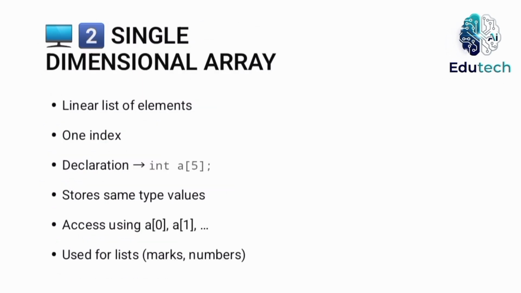Define and explain single-dimensional array. A single-dimensional array is the simplest form of array in C and is used to store a list of elements of the same data type in sequential order. It is declared by specifying the data type followed by the array name and size enclosed within square brackets. For example, int marks[5] declares an array that can store 5 integer values. The elements are stored in continuous memory locations and each element can be accessed using its index number starting from 0.